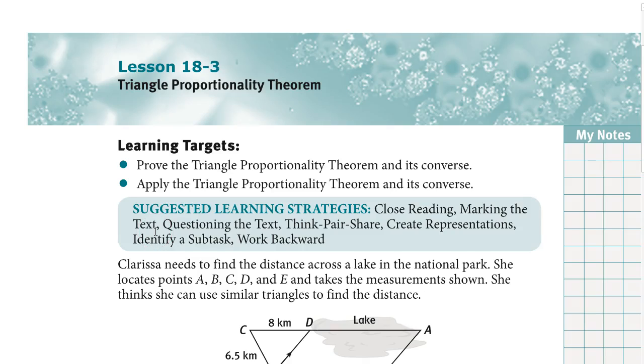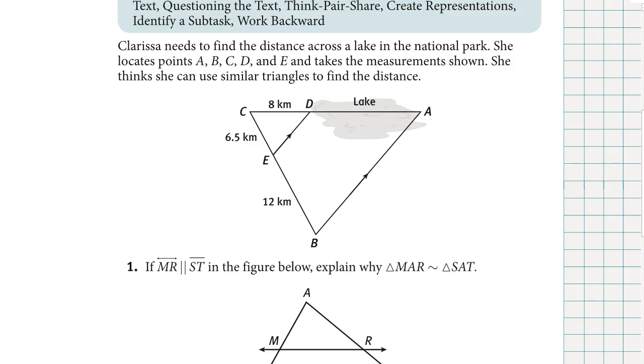This video is for lesson 18-3, the triangle proportionality theorem. Learning goals are to prove this theorem and its converse, and to apply the triangle proportionality theorem and its converse. Remember that in the last lesson we were discussing indirect measurement by using properties of similar triangles to figure out unknown lengths. Clarissa was a surveyor, and we were investigating different scenarios that a surveyor might measure.